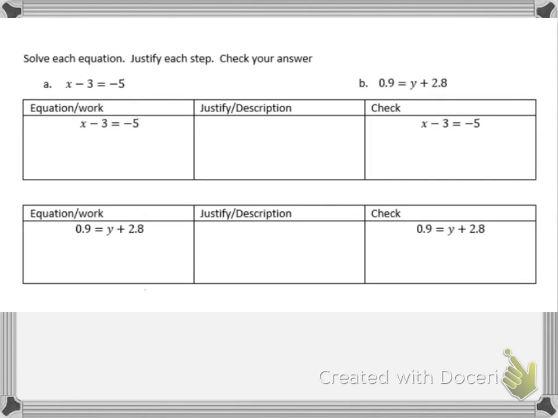Okay, so today we're going to be talking about solving simple linear equations. The ones we're going to be looking at today are going to be single step. Now, the way we're going to be solving these is using a specific property of numbers.